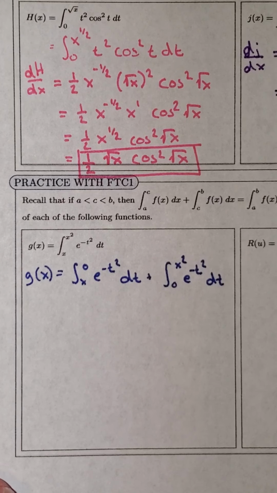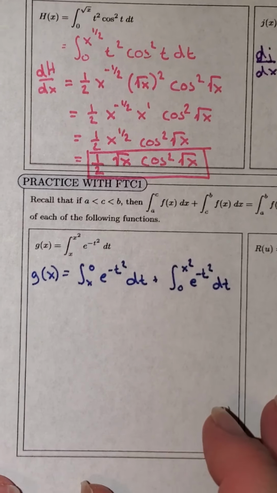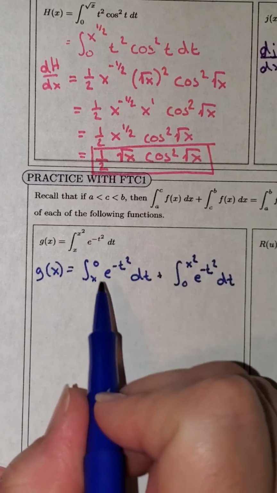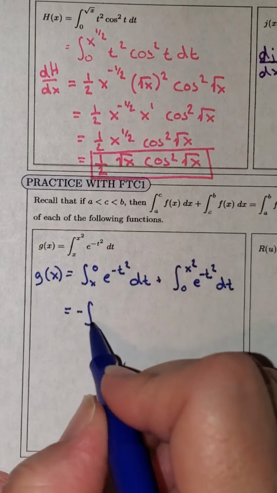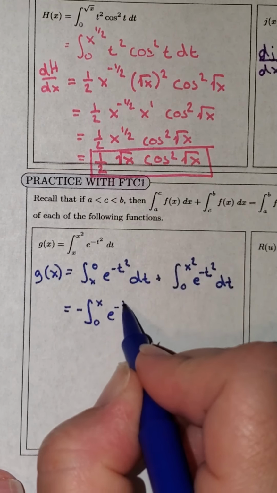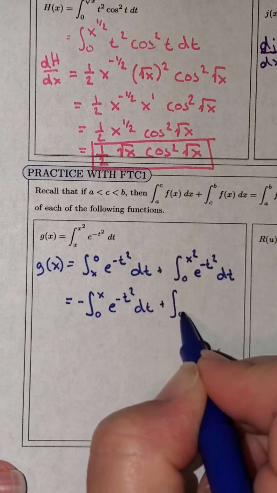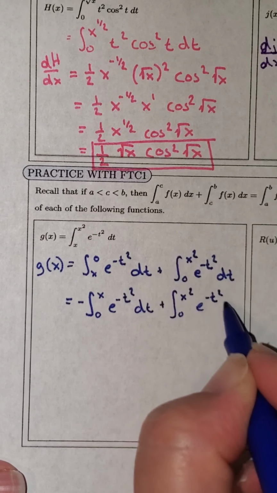Okay. Now, the derivative of x is easy, and the derivative of that's easy. So we can go ahead, we're ready. Let's plug in. Oh, just kidding, we're not ready. This x is not on top. Let me flip that. So negative, and then 0 to x, e to the negative t squared dt, plus, and then this one's fine the way it is, 0 to x squared, e to the negative t squared dt.